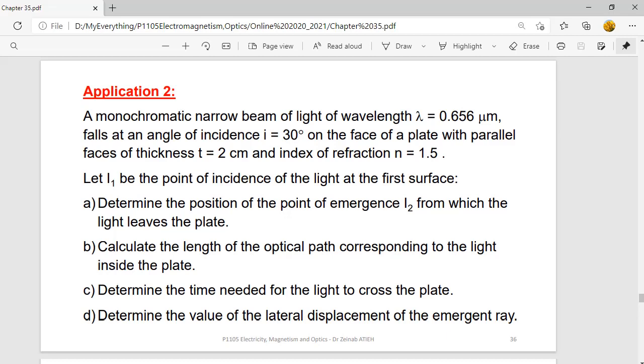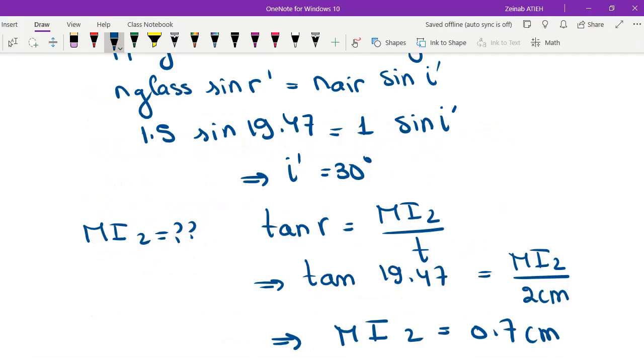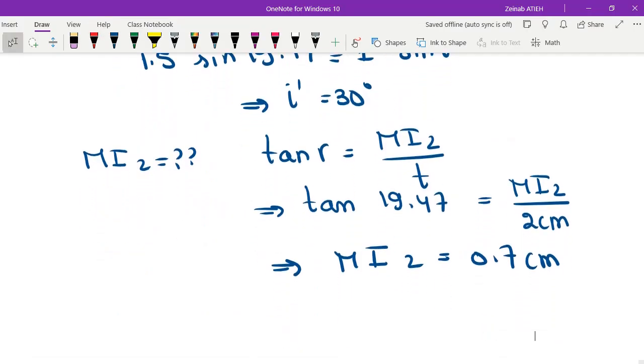Calculate the length of the optical path corresponding to the light inside the plate. So now I need to find, inside the plate, how far the beam travelled, the path length. That is the distance I1 I2. So I will use the geometry. This is part B.